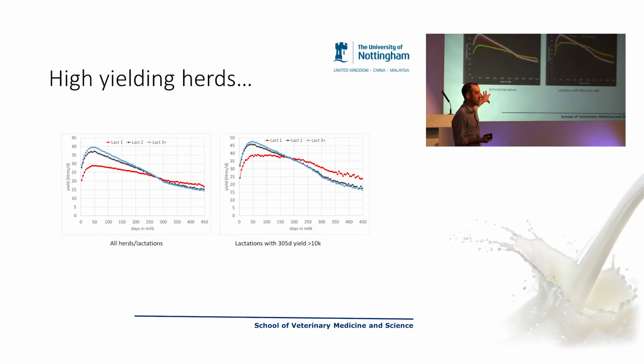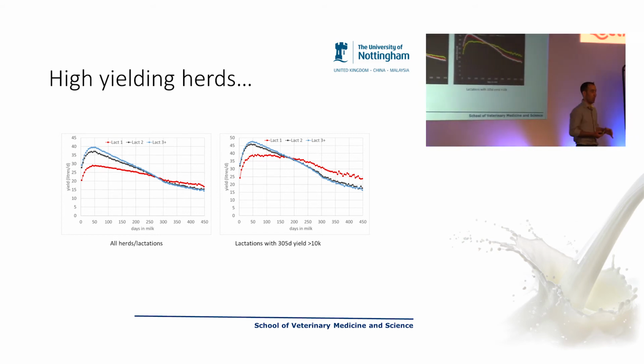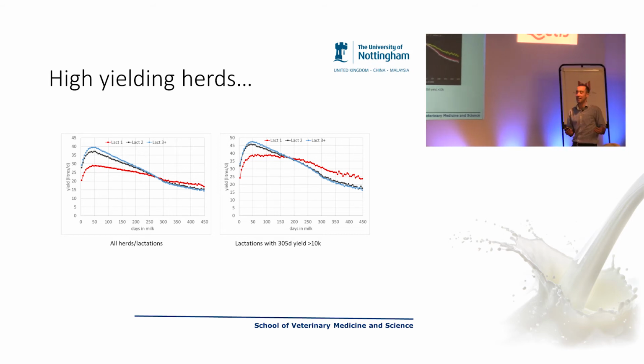As a final point on these approaches, it's really, really common when you talk about this with farmers, particularly high-yielding herds, it's very common for people to say, yeah, I know that applies on average, but my cows are much higher yielding, they've got very persistent flat lactation curves.